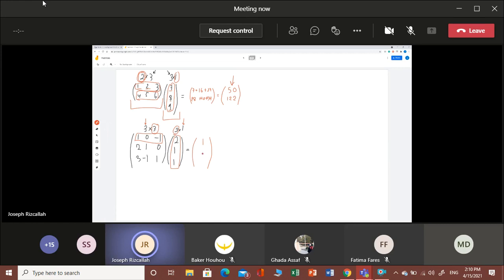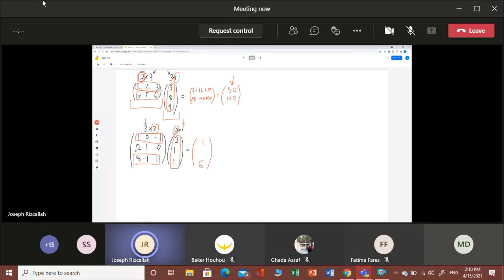Now the second entry. To get the second entry here, I need to use the second row. I will do the third entry first. So if I want to find the third entry, I need to use the third row, this one here. How can I do it? I have to pair it with the column. So I take 3 times 2, 6, plus minus 1 times 1, which is minus 1, and plus 1 times 1, which is 1. So I get 6 minus 1 plus 1, which will give me 6.